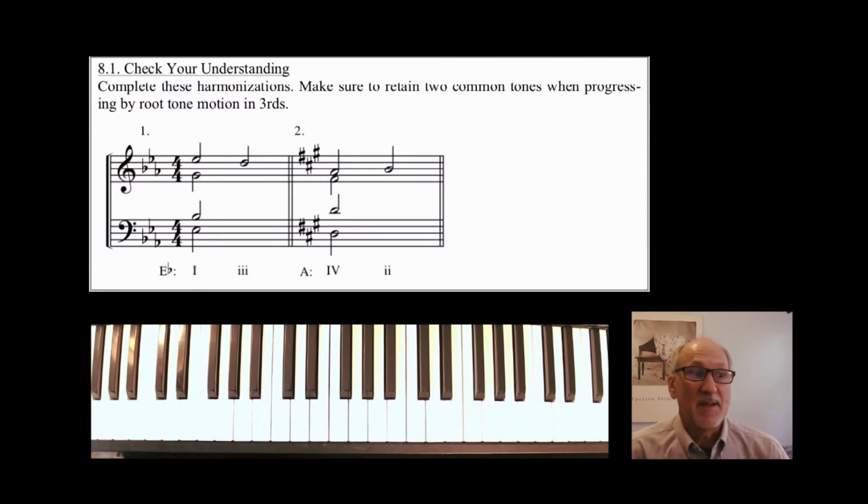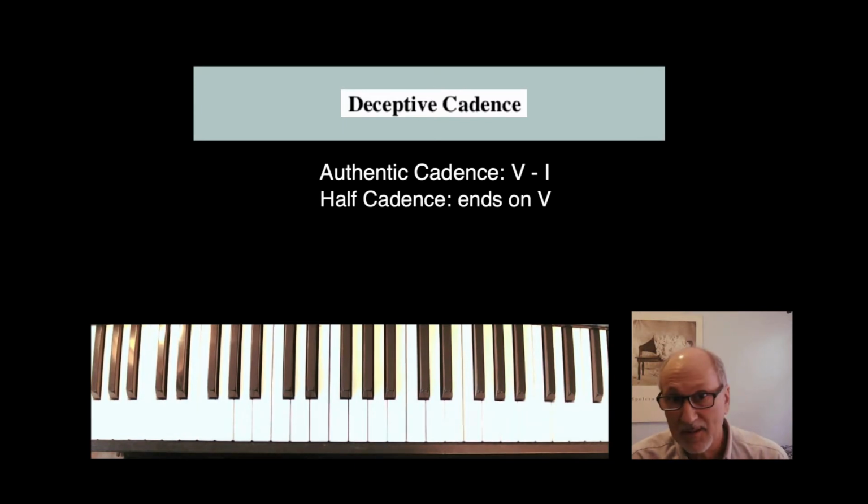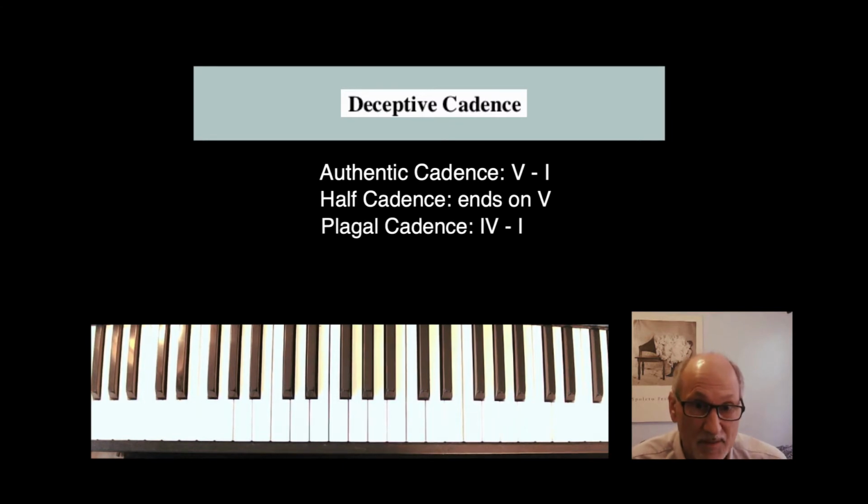Let's talk about a deceptive cadence. Let's quickly remind ourselves of the cadences that we have so far. We have authentic cadence, that's 5 going to 1. We have the half cadence, that's anything as long as it ends on a 5 chord at the end of the phrase. And then we also have the plagal cadence, which doesn't often stand on its own, but we've seen it and heard it. That's the 4 chord going to 1.